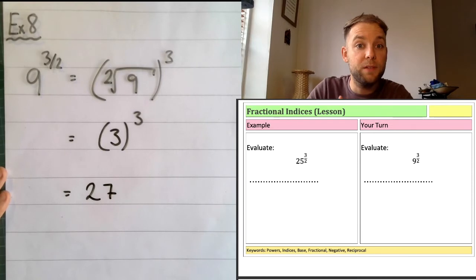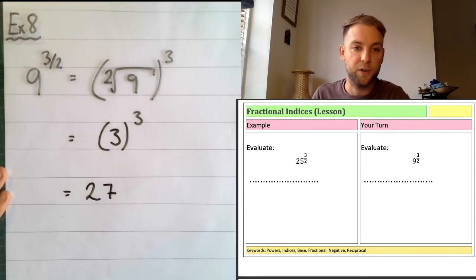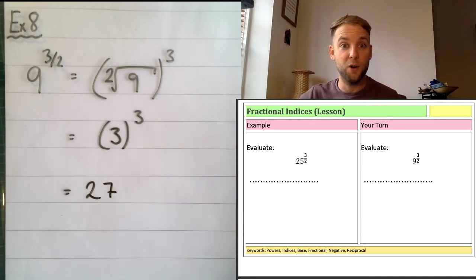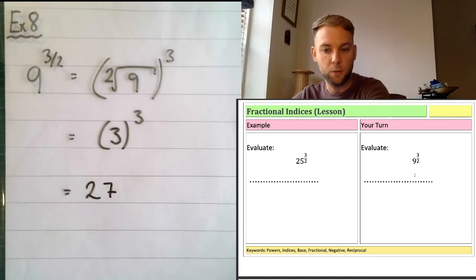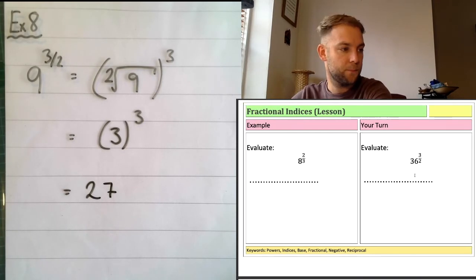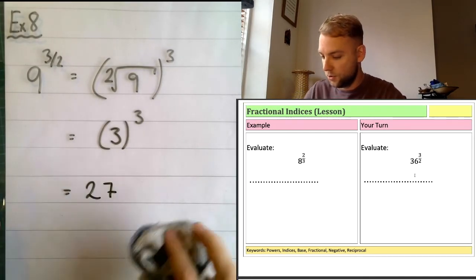Again, you can look in your notes. You should have that there. 3 to the power of 3 is 27. And there's example 8. Hopefully you got that right. Hopefully you're getting used to these now. So, 125 and 27. Brilliant. Got a couple more here just to keep us going.